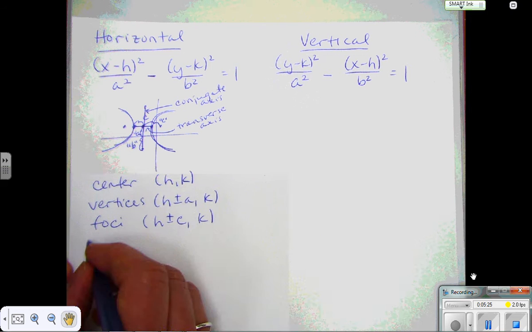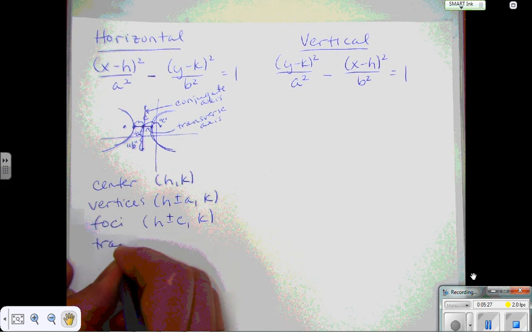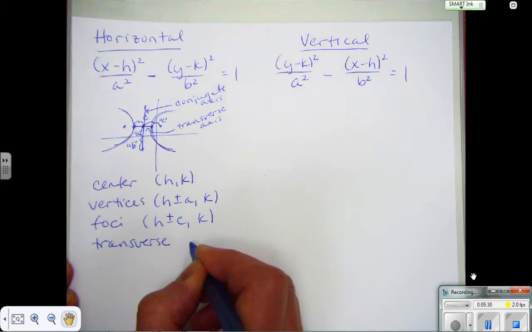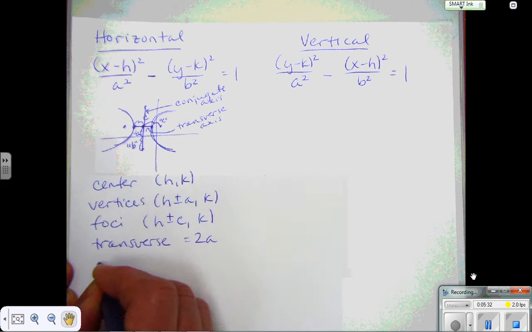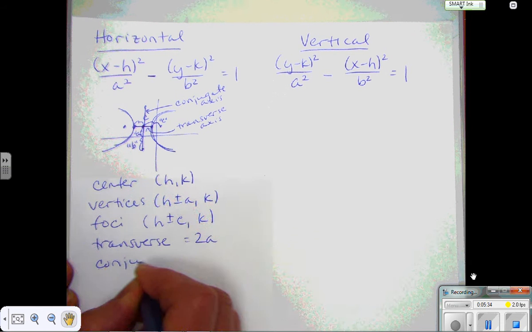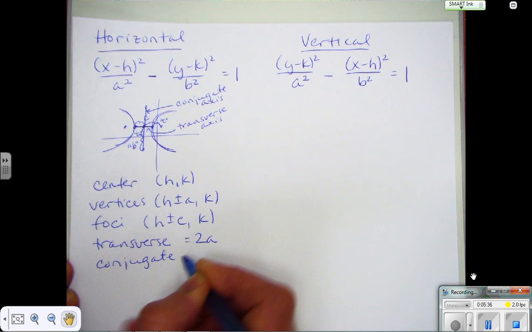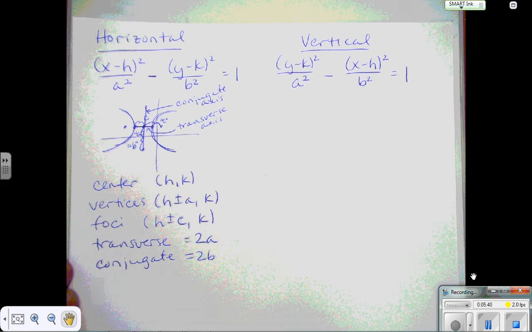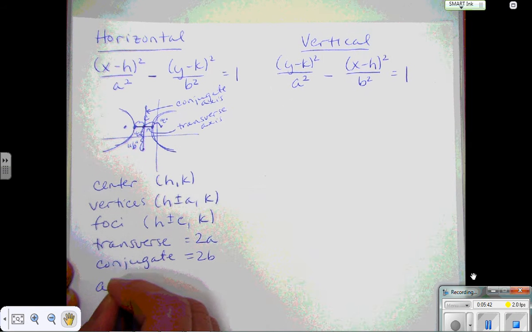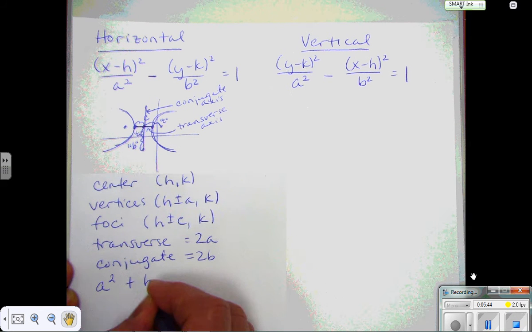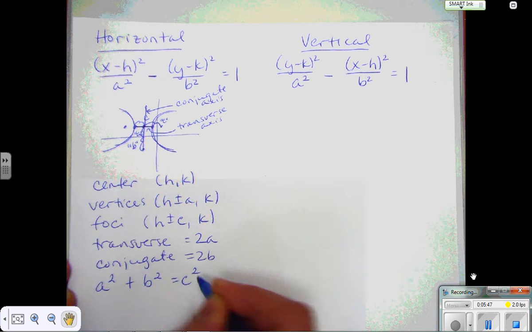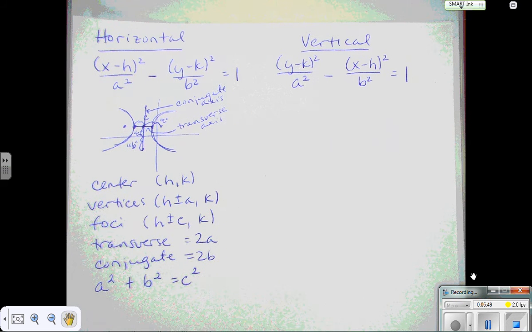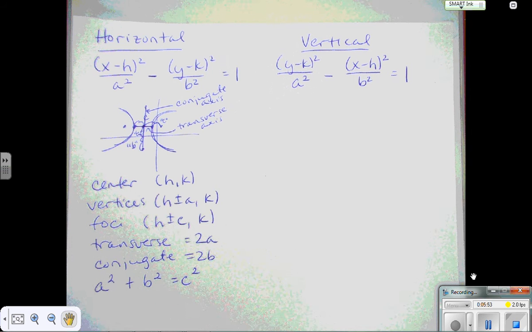Then the length of the transverse axis is 2 times a, and the length of the conjugate axis is 2 times b. And a, b, and c are all related by a squared plus b squared equals c squared. For an ellipse, you're subtracting the a squared and the b squared, but when it's a hyperbola, you're adding them together.